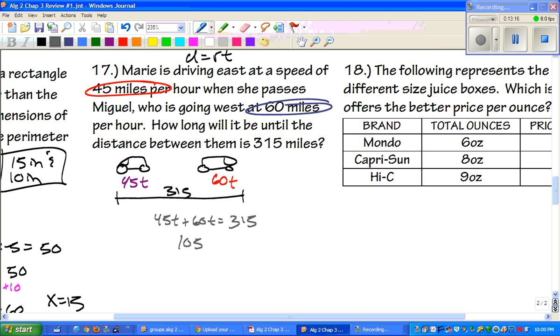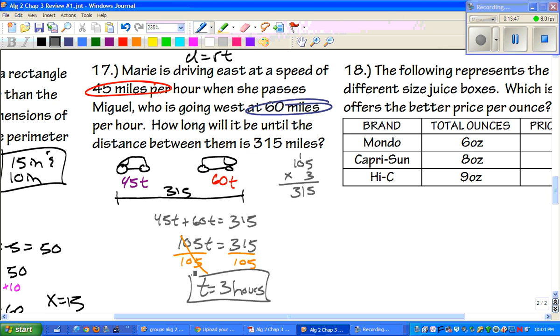Let me actually make that look like a 3. Combine your like terms, you get 105t equals 315. And now both sides you're going to have to divide by 105. To get that answer, I don't know exactly how many times it is. I'm just going to guess to see if it's 3. 3 times 5 is 15. Carry down the 1. Boom, there we go. So t equals 3. We're talking about time. So our answer is hours.